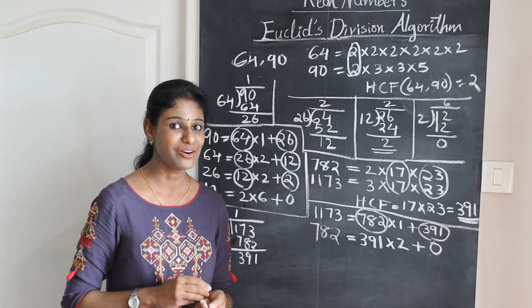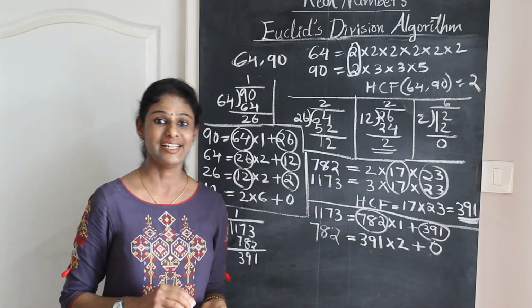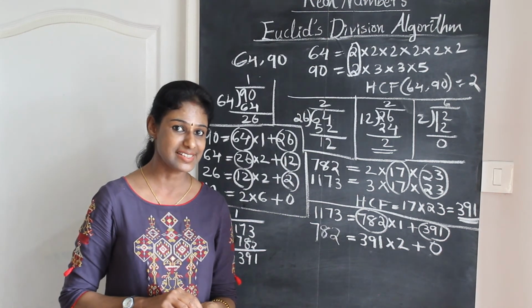See how easily we got it. So this is the procedure of Euclid's division algorithm. Hope it is clear for you.